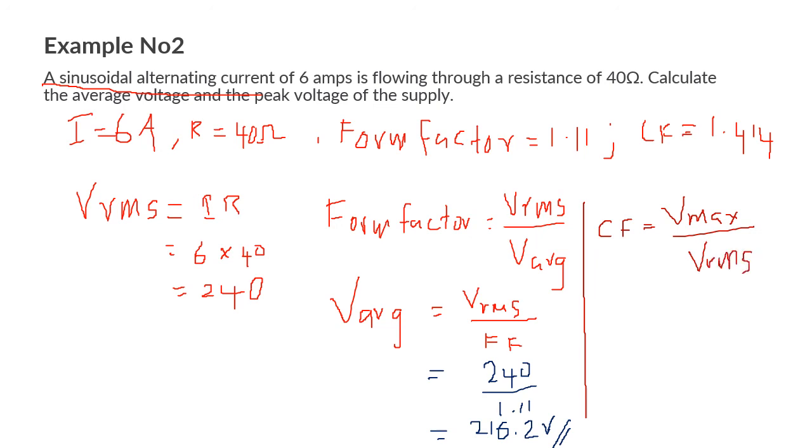So this is a sinusoidal AC supply, pure sinusoidal waveform. So for the pure sinusoidal waveform, the crest factor will be constant, 1.414, and we know the RMS value. Now what we need is the peak value, or peak value means the maximum voltage. So the V maximum will be equal to crest factor into VRMS.